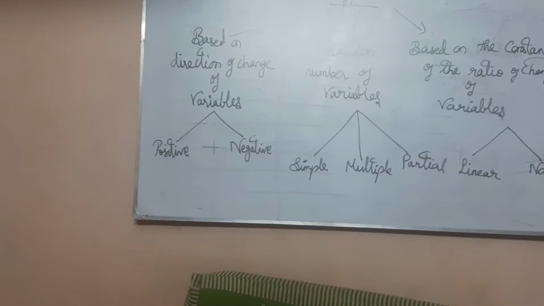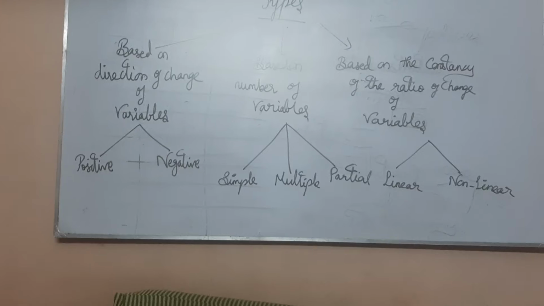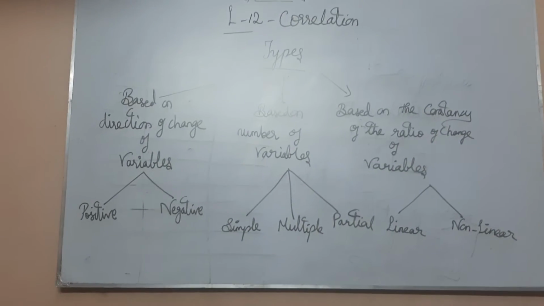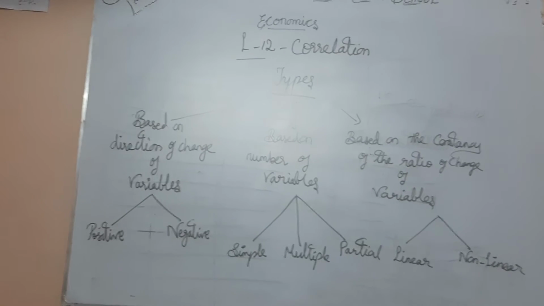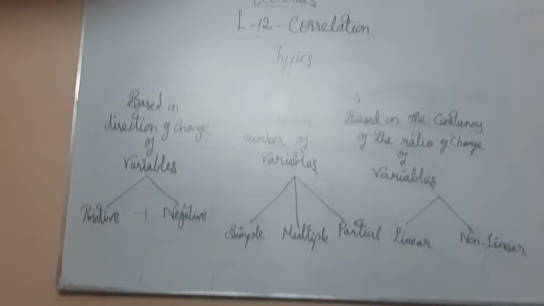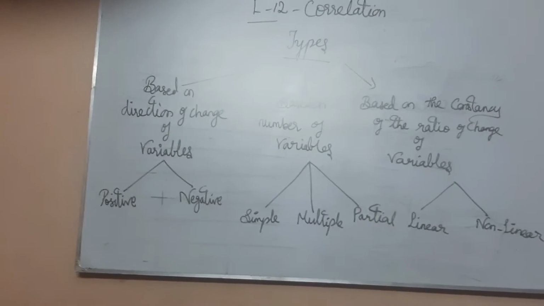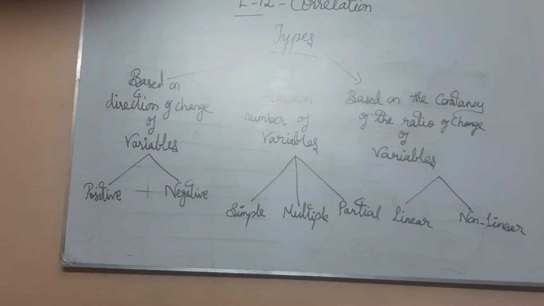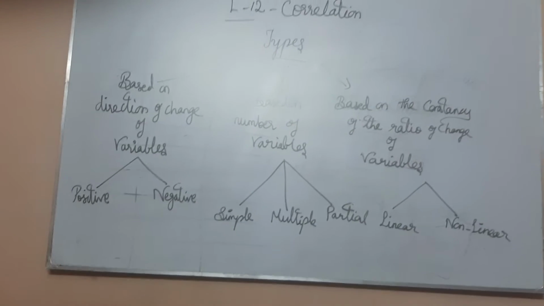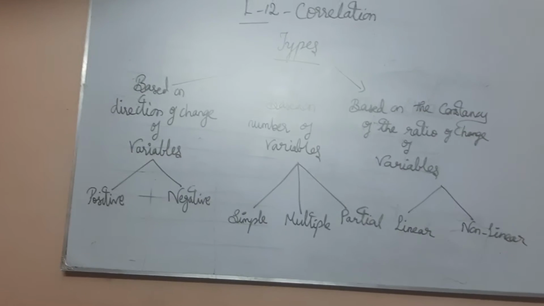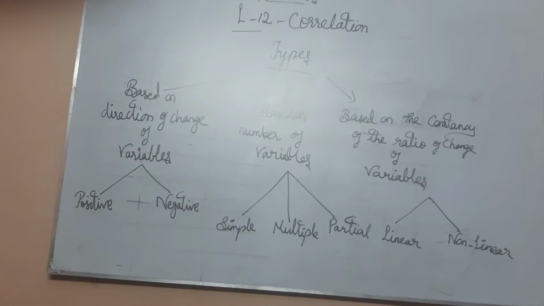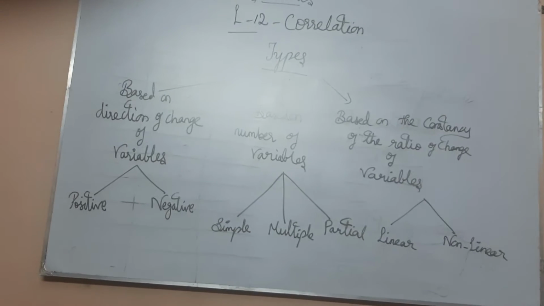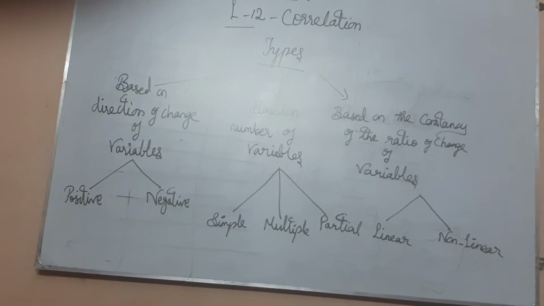First, we will move on to positive correlation. The correlation is said to be positive if the values of two variables move in the same direction. Already I told you, based on the direction of the variables we divide into positive and negative. That means we study only the direction in these variables. Here, the two variables are moving in the same direction.